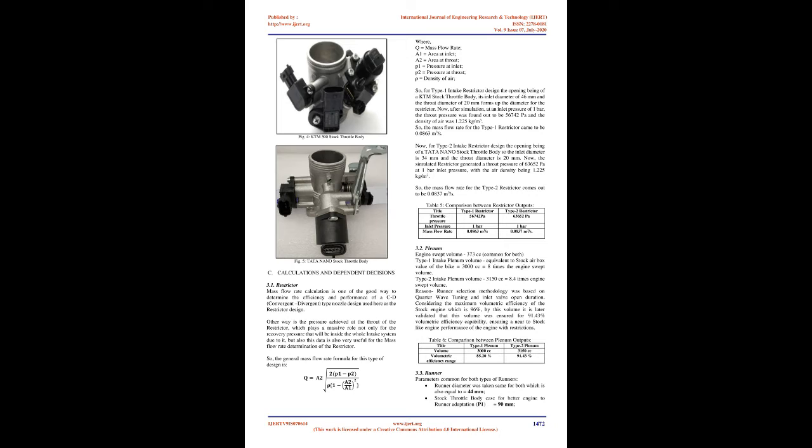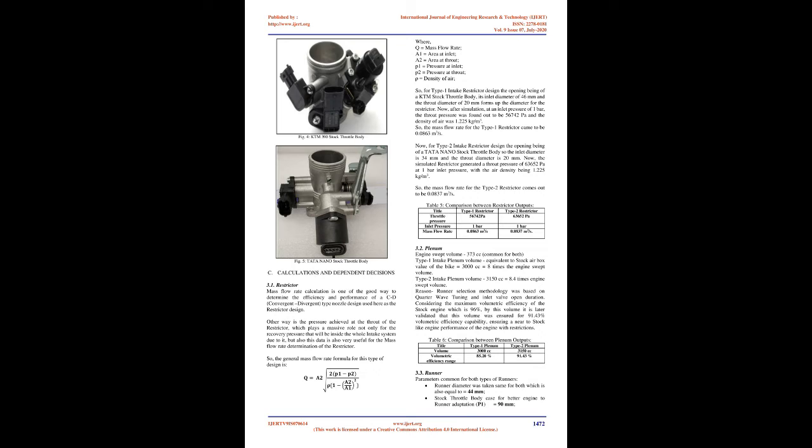But in Type 2 throttle body, the diameter at the throat is 30 mm, which is a lower diameter, and this allows using the designed restrictor to the maximum before it reaches full saturation to get a near linear torque band. 3.1 Restrictor. Mass flow rate calculation is one of the good ways to determine the efficiency and performance of a CD, convergent-divergent, type nozzle design, used here as the restrictor design.